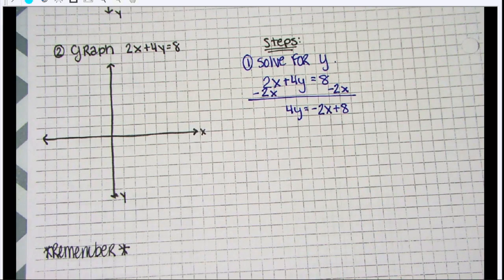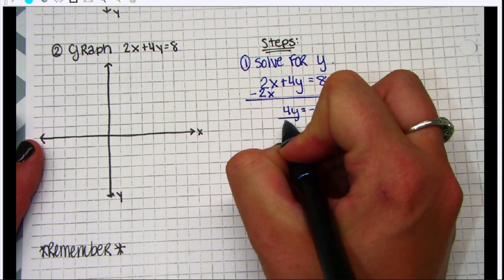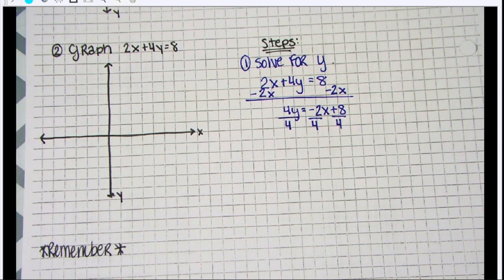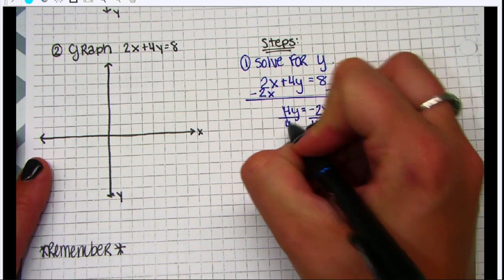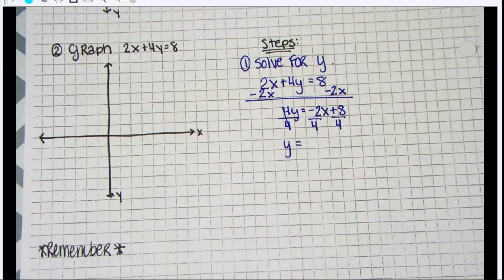What's next? Divide by 4. Divide by 4. How many times am I going to write divide by 4? 3 times. Good job. Now, we want to simplify everything in simplest form because it makes graphing easier. So 4, what about negative 2 divided by 4? What does that become in a fraction? Negative 1/2. Good.